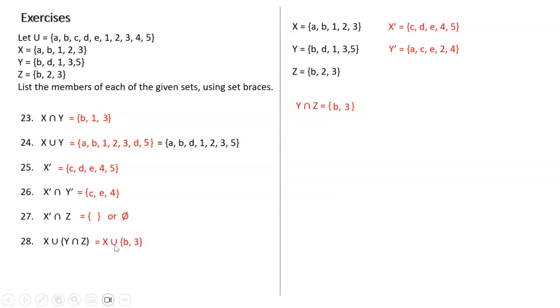Now, this means union. Remember that a union means you write them all down, but you don't repeat them. So I'm going to go to set X and put A, B, 1, 2, 3 first, because that's set X. Then I'm going to go to the other set, the set containing B and 3. If the B and 3 are already in the set, we don't write them again. Is the B there? Yes, it is. Is the 3 there? Yes, it is. So this is your solution: the set containing the elements A, B, 1, 2, 3.